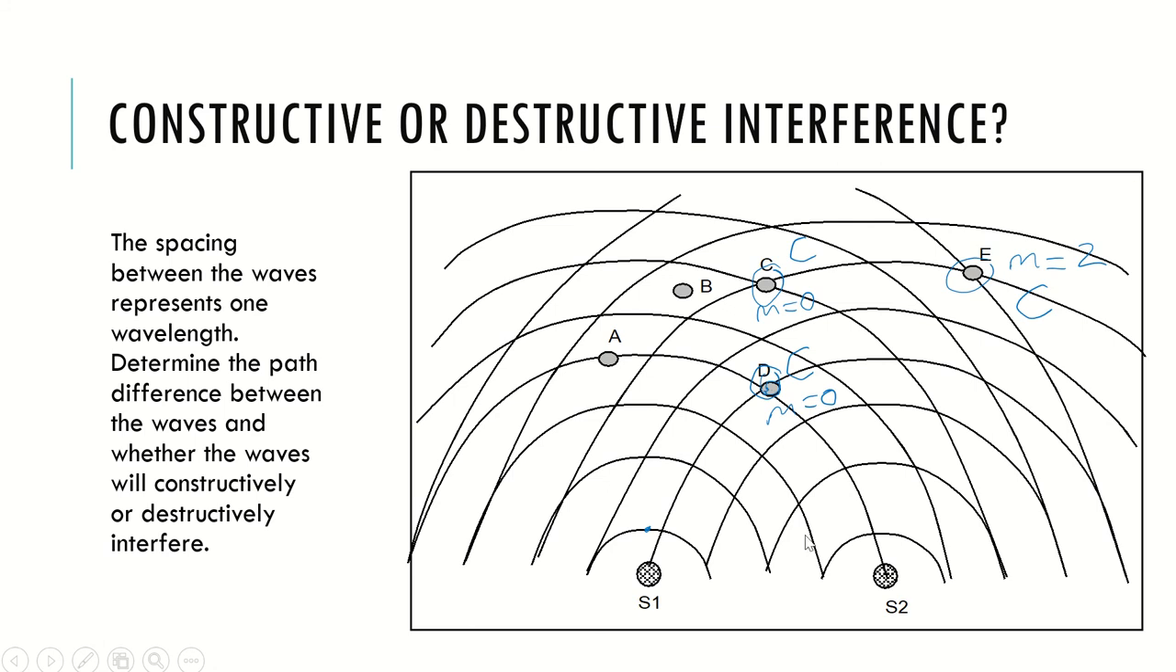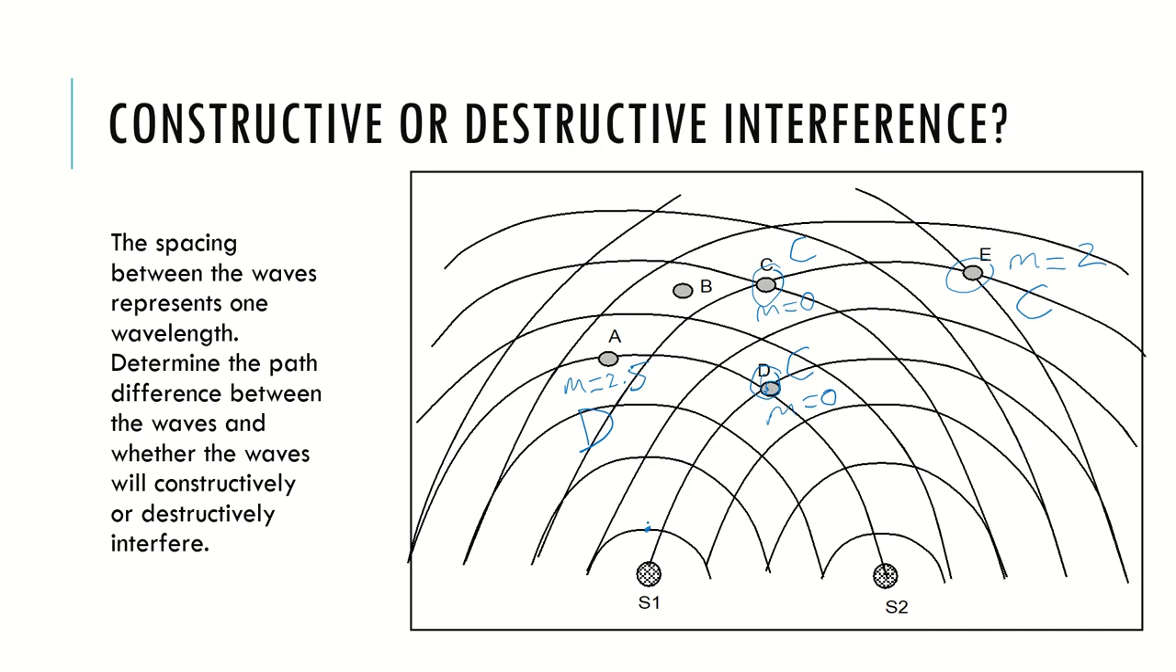Now, A and B is a bit trickier. Now, point A, so from source 1, this is 1, 2, 3, 4 wavelengths away. And from source 2, it is 1, 2, 3, 4, 5, 6.5. So it's a path difference of 2.5 wavelengths, which means it's going to result in destructive interference at this point here. And let's look at point B.